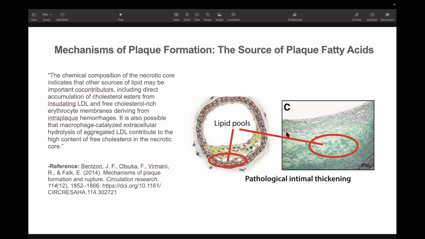And essentially, the membranes of red blood cells, erythrocytes, can also contribute to the lipids that are present here. So it's really important to understand what type of lipids you have present in the cell membranes of the red blood cells, and then what your lipid composition is in your cholesterol. Those things are quite important.